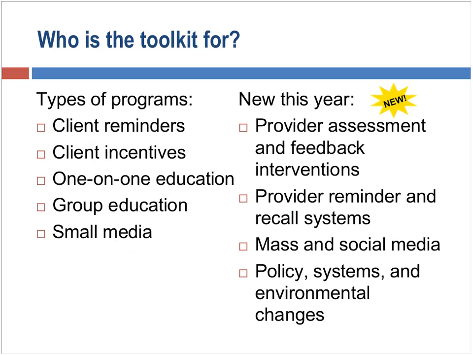In this edition of the toolkit, we have added some new interventions, including provider assessment and feedback interventions, provider reminder and recall systems, mass and social media, and a pretty significant focus in this version on policy, systems, and environmental changes. We are trying with this version to have a broader array of programs that represent the ways that providers and community agencies may be working to try to promote colorectal cancer screening rates in their community. With that, I'm going to turn it over to my colleague, Amanda, who's going to walk in more depth through some of the features of the new version.